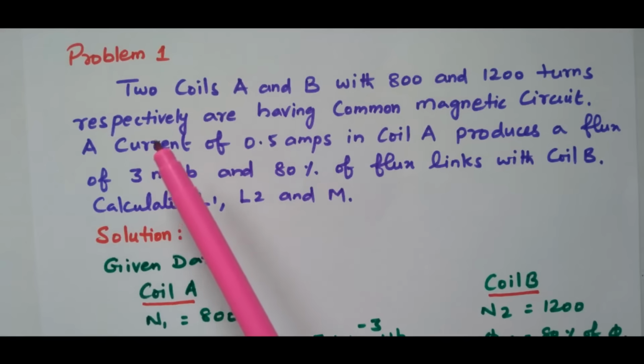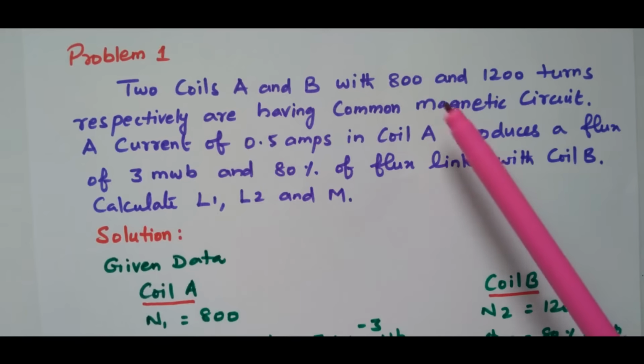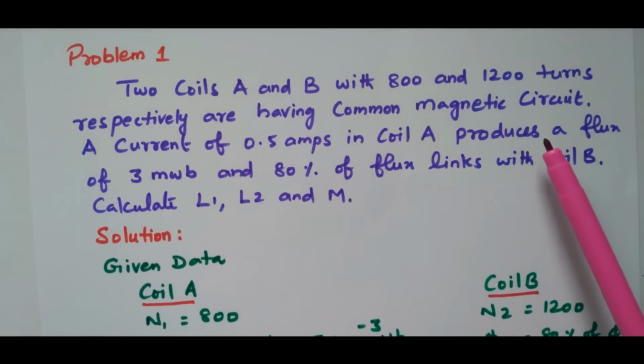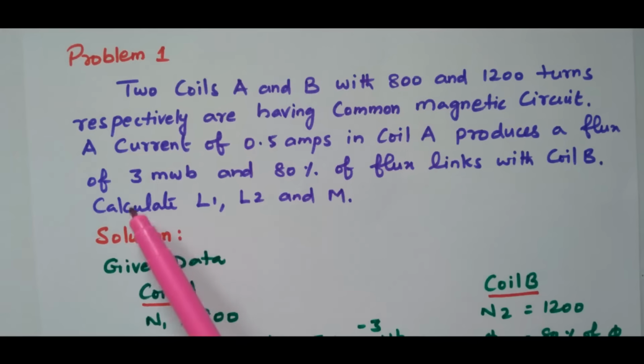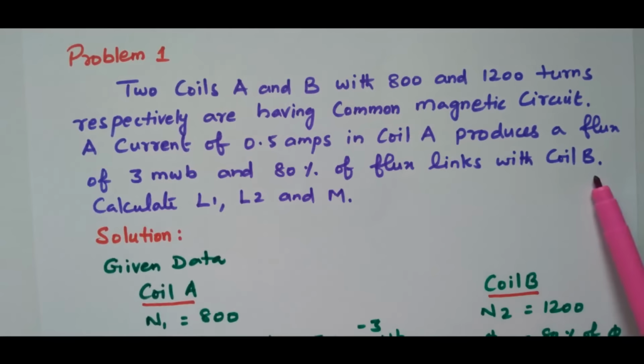Now we'll see two coils, A and B. Coil A has 800 turns, coil B has 1200 turns, having a common magnetic circuit, which means coupled together. A current of 0.5 ampere in coil A produces a flux of 3 milliweber. In that, 80% of the flux in coil A is linked with coil B. Then we need to find L1, L2 and M: self-inductance of coil A, self-inductance of coil B and mutual inductance.